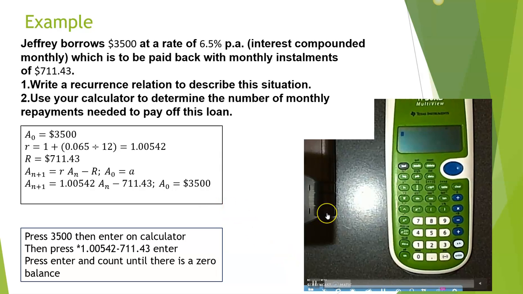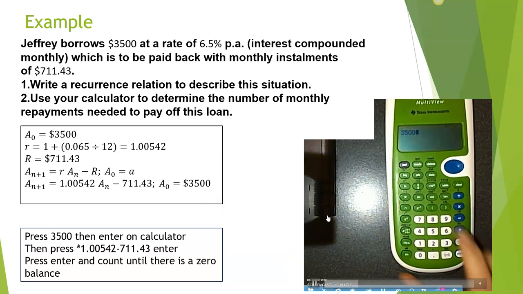So obviously, here we are, 3500, press enter, then multiply by our interest rate, 1.00542, take away our payment of $711.43. 1, 2, 3, 4. So after 4 payments, we have a negative balance.